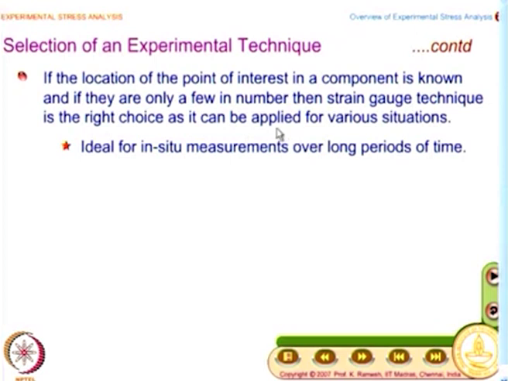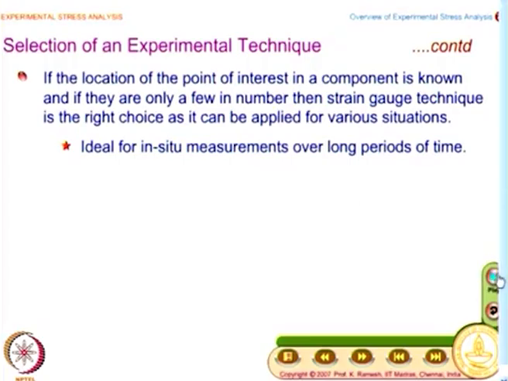And one of the greatest advantages of the strain gauge is that it is ideal for in situ measurements, which is becoming necessary for monitoring structural health, which is called structural health monitoring, and you need to do that for bridges, you need to do it for dams, and several such structures are monitored over a period of time, and this comes as an ideal technique for that.